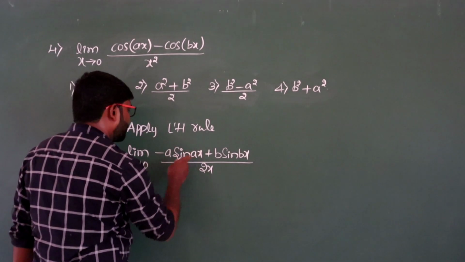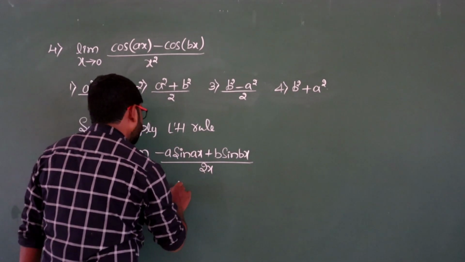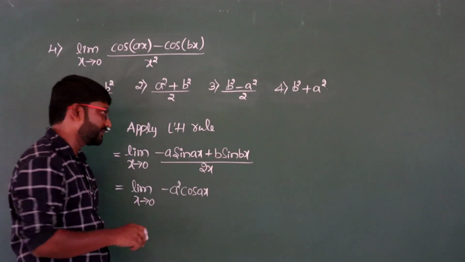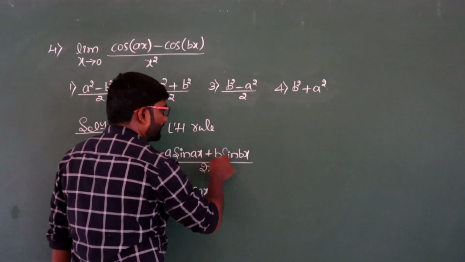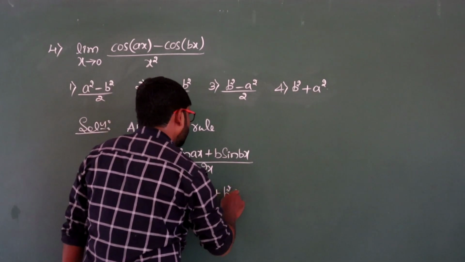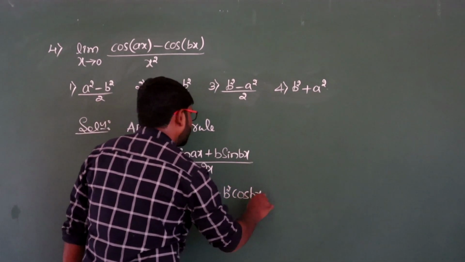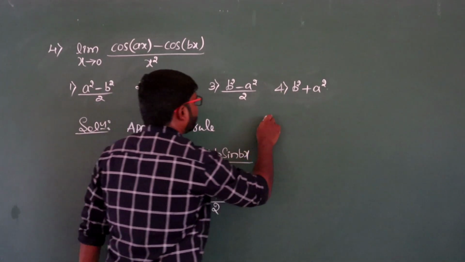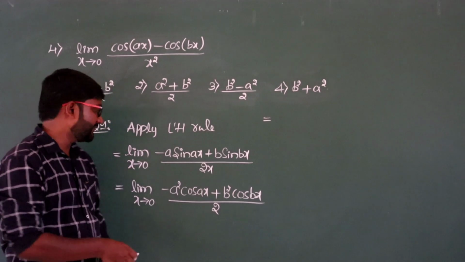So take the derivative of this now. What do we have? Minus a square cos ax, plus derivative of this becomes b square cos bx, divided by derivative of 2x will be 2. Now apply the limit and check.